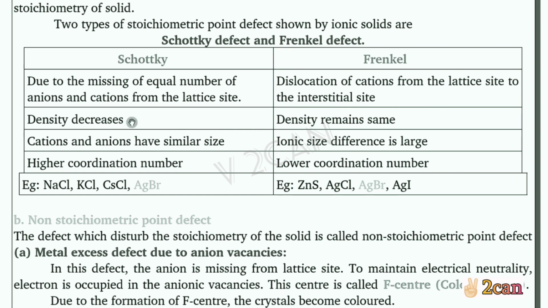In Schottky defect, density decreases; in Frenkel defect, density remains the same. Schottky occurs when cations and anions have similar size; Frenkel occurs when the ionic size difference is large. Schottky has a higher coordination number; Frenkel has a lower coordination number. And a few examples for both the defects are given.